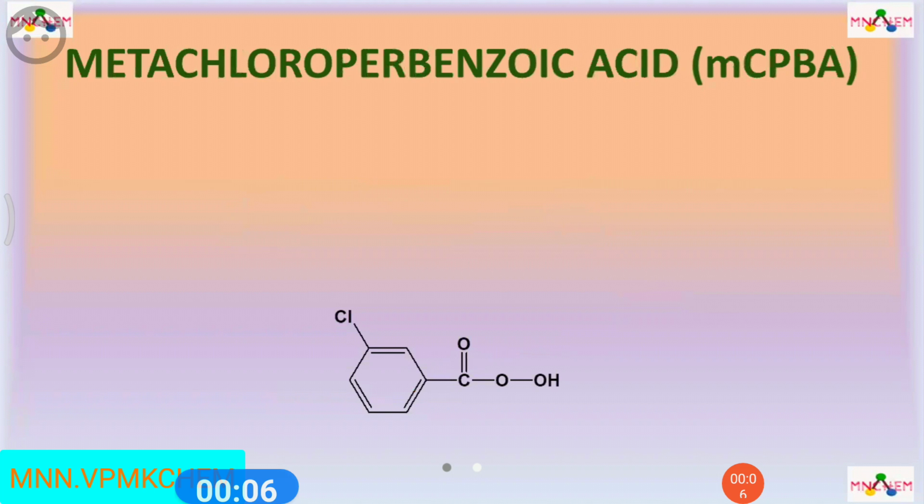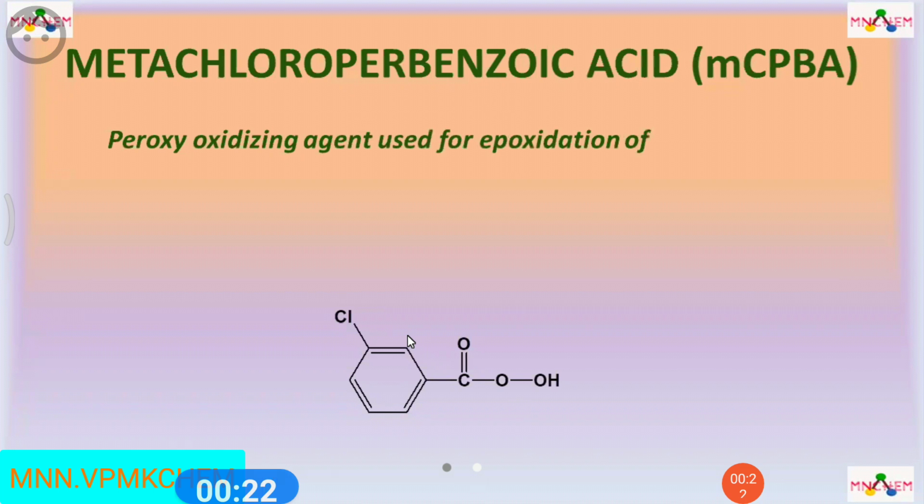Here we have meta-chloroperbenzoic acid, in short known as MCPBA. This is the structure of meta-chloroperbenzoic acid. It is prepared from meta-chlorobenzoic acid. It is a peroxy oxidizing agent specifically used for the epoxidation of alkenes.